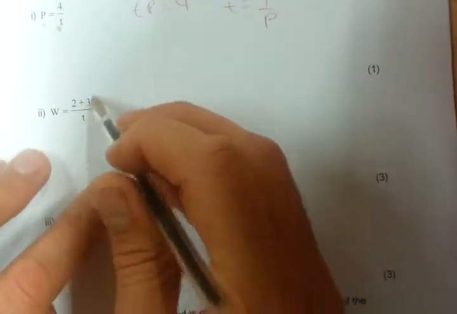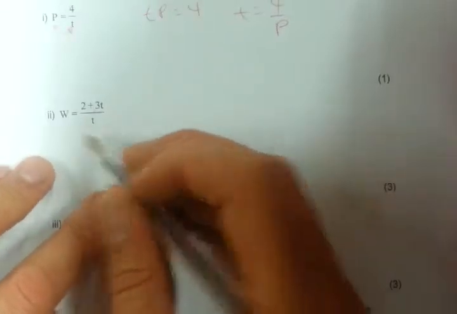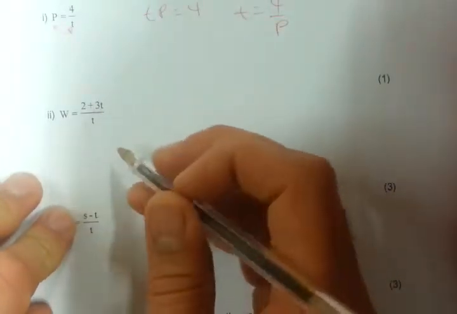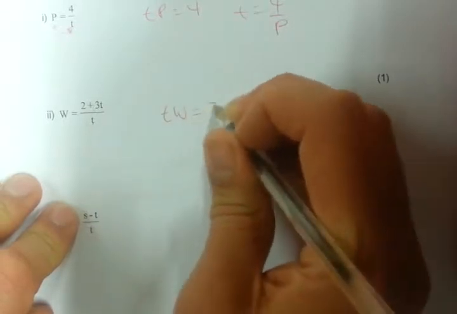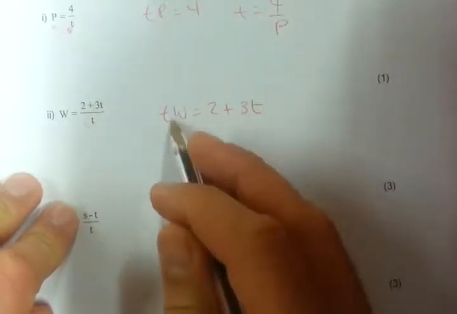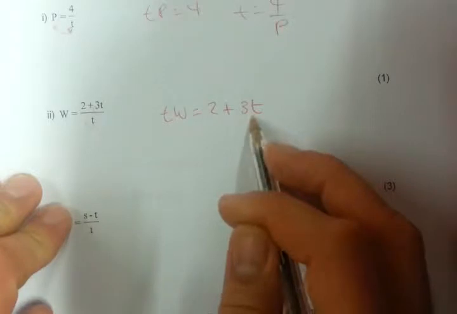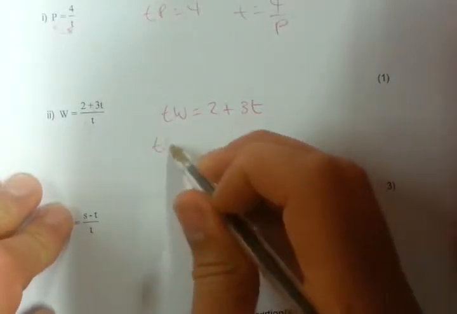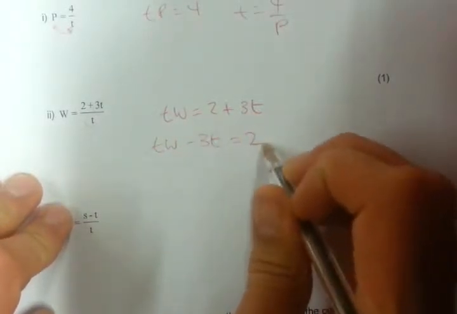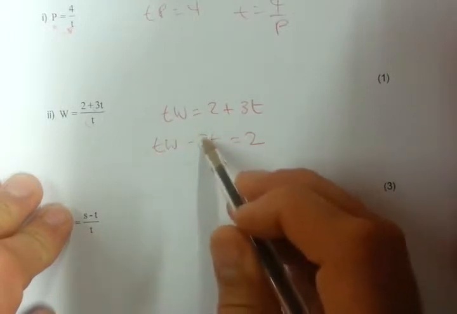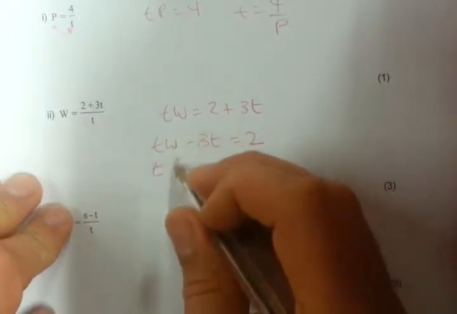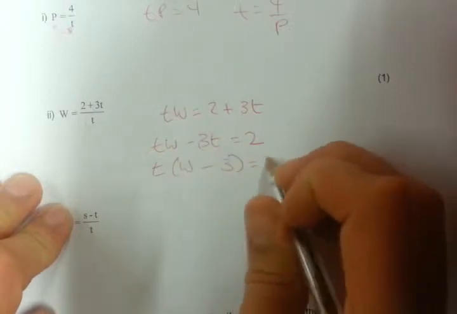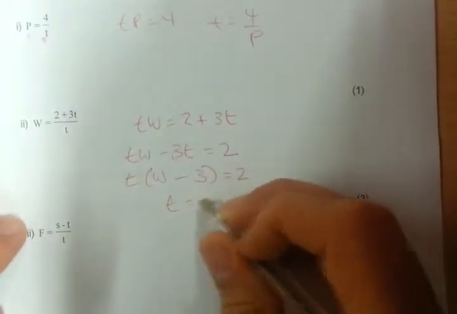Right, here we've got t appearing twice, so we know what we're going to have to do. We're going to have to multiply across, put all the t's on one side, and then factorize out. So multiply across to get tw equals 2 plus 3t. We've got t over here, we've got t over there. They need to be on the same side. We'll move the 3t over. tw minus 3t equals 2. Now we've got the terms that contain t on this side and the terms that don't on this side. We factorize out the t. It's t times (w minus 3) equals 2. And finally we divide to get t equals 2 over (w minus 3).